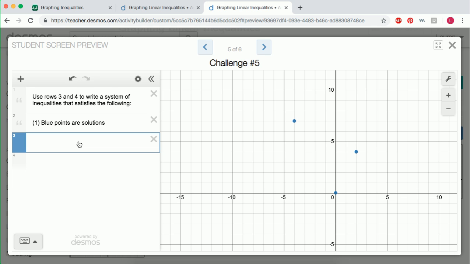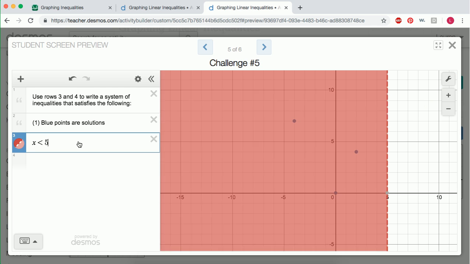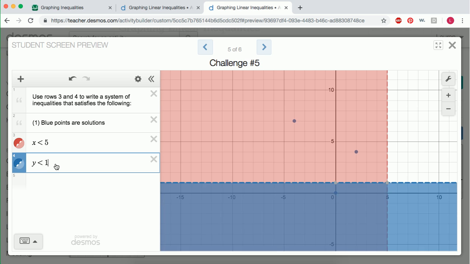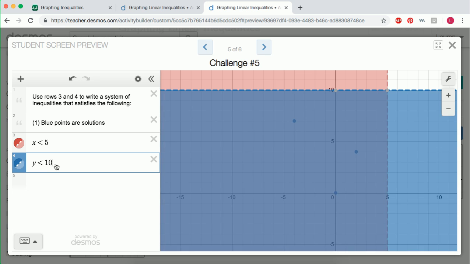Let's have x is less than 5, and then maybe y less than 10. And all the blue points are in the overlapping shaded region of these 2 inequalities.